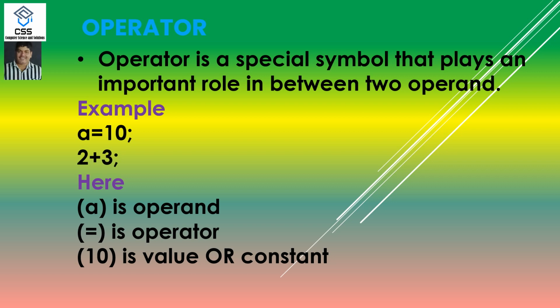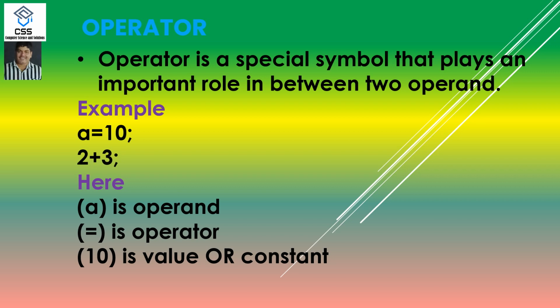An operator is a special symbol which plays an important role in between two operands. Operand means the variable; operand and variable have the equal meaning. Without an operator, no calculation or manipulation can be done within any expression or evaluation process. Hence, an operator can be defined as a special symbol which plays an important role or task in between two operands.